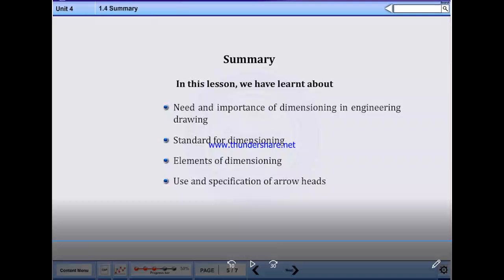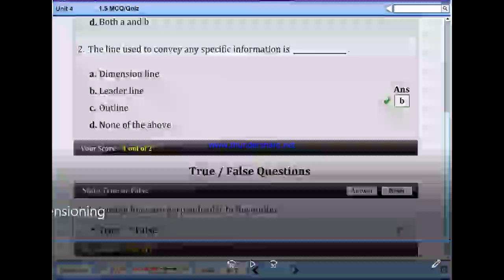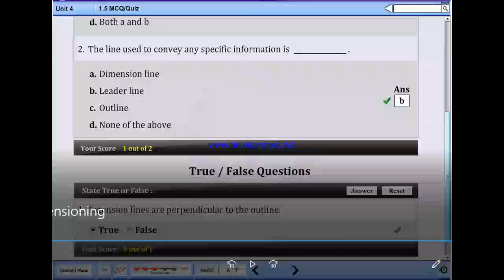Now in this we have learned the need and importance of dimensioning in engineering drawing, standard for dimensioning, elements of dimensioning, use and specifications of arrowheads. Now we learn some quiz questions.